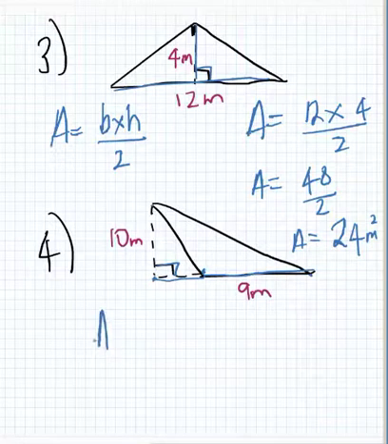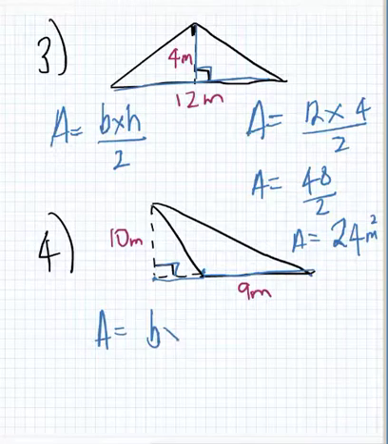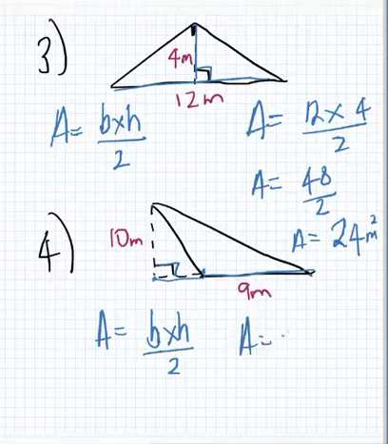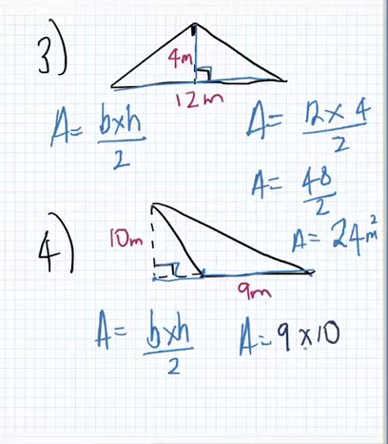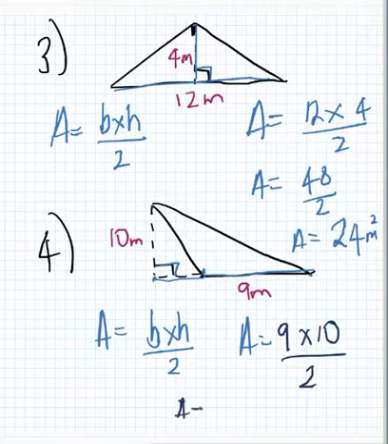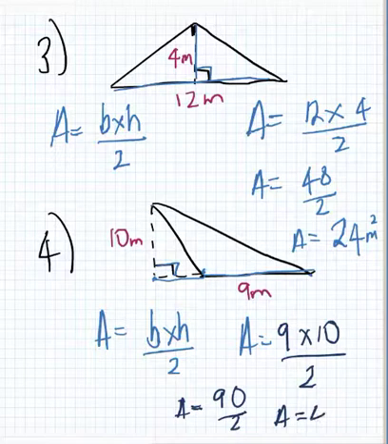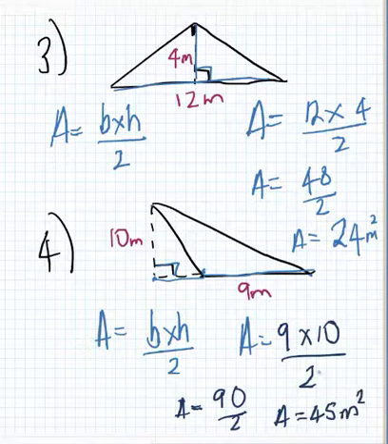So once again, write the formula. The area of a triangle is base times height divided by 2. The base is 9 times 10, which is the height. So the area is 9 times 10, which is 90, divided by 2. Half of 90, the area is 45 meters squared. And we're done. When you're doing working out, try to have each step underneath each other. I'm just squeezing it in.